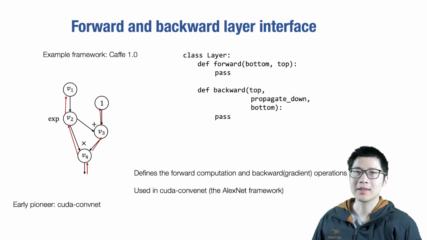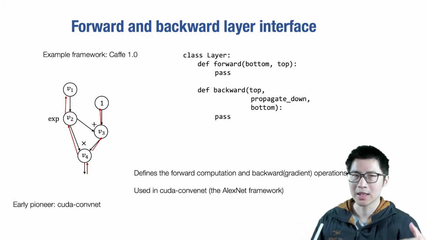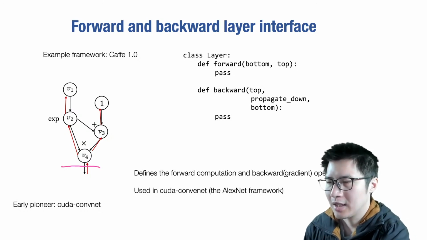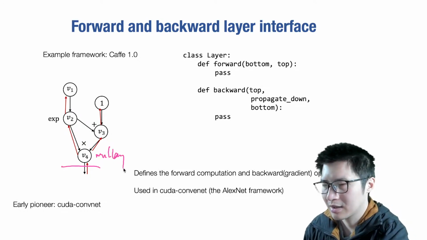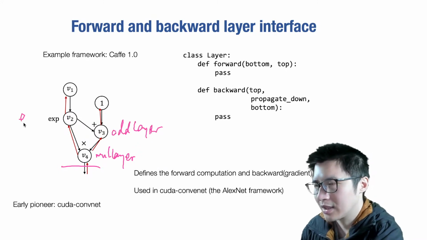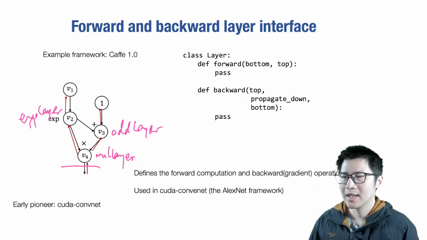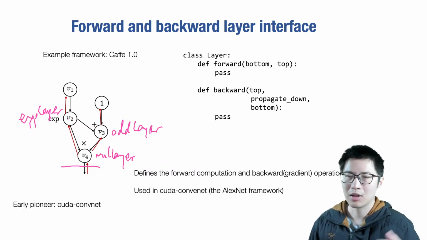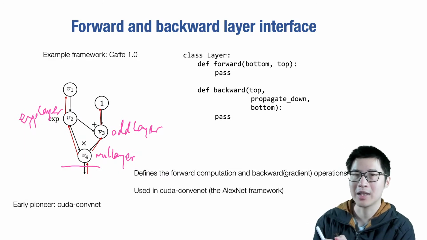So one thing you'll notice is that in this interface, we are effectively doing backpropagation in place. For this computational graph, for example, there will be a multiply layer, an add layer, and an exponential layer that compose together in this way. And then in neural network training, first of all, we iterate over all the layers and call forward in topological order so that we are able to get all the intermediate activations.